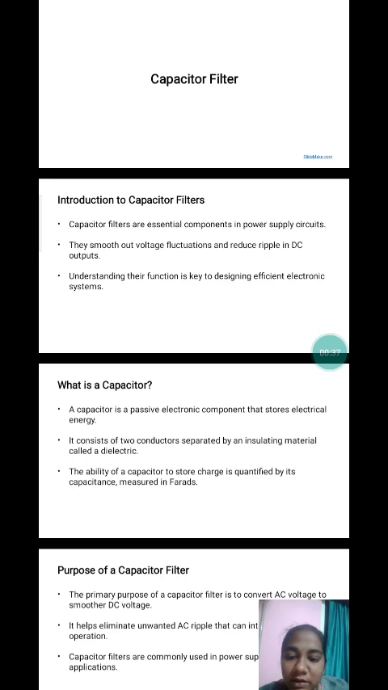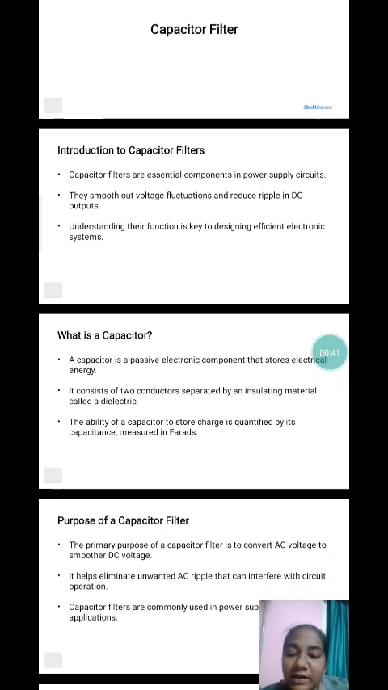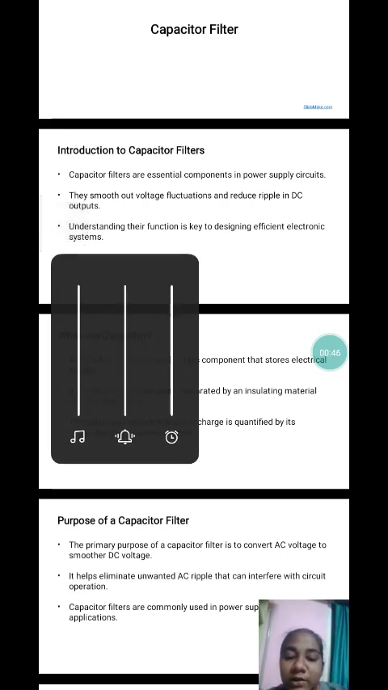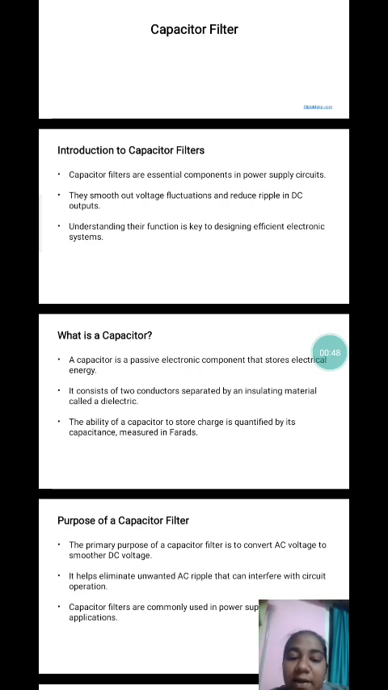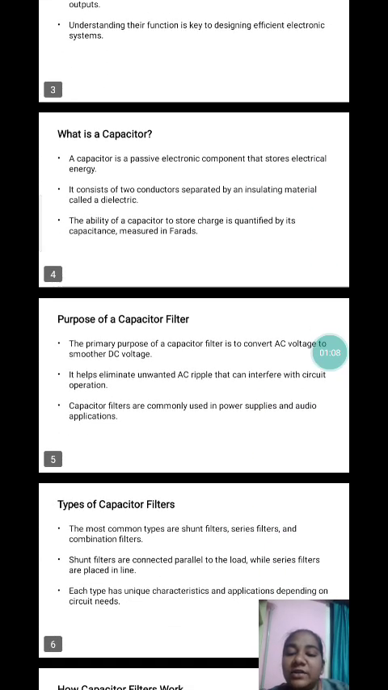What is a capacitor? A capacitor is a passive electronic component that stores electrical energy. It consists of two conductors separated by an insulating material called dielectric. The ability of a capacitor to store charge is quantified by its capacitance, measured in farads.